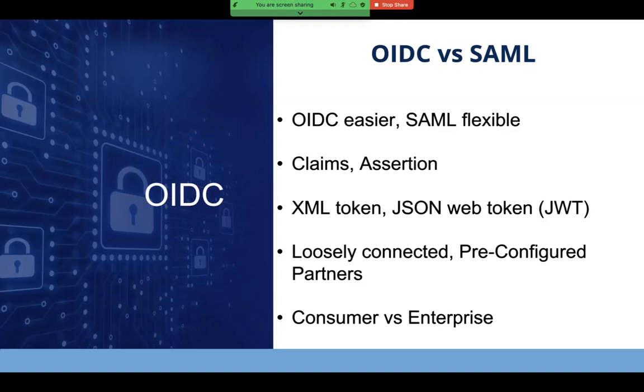So the big difference between these two is SAML requires a level of interaction or a level of partnership, that each party must know about the other. They must know what they're going to exchange. They must know how they're going to interact.